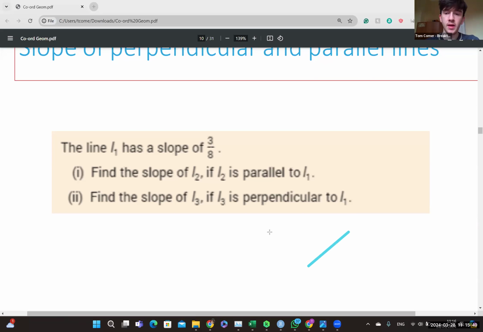And a perpendicular line, as I said, they're traveling in completely opposite directions. So one's positive, one's negative, one's at a certain degree, one's at the opposite degree. Hence, we flip the slope over and we times it by -1. And that gives us our nice right angle. That's how we get that, guys.